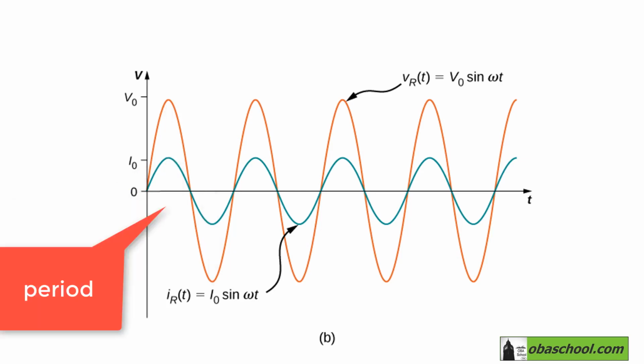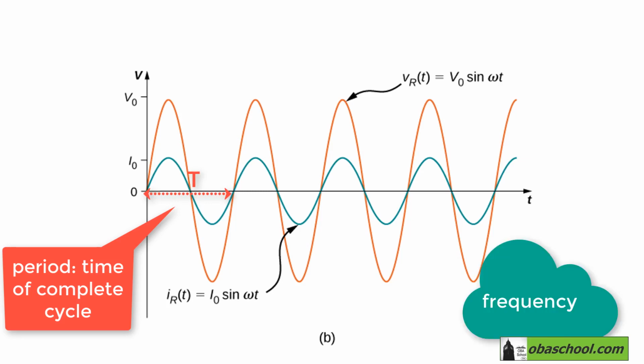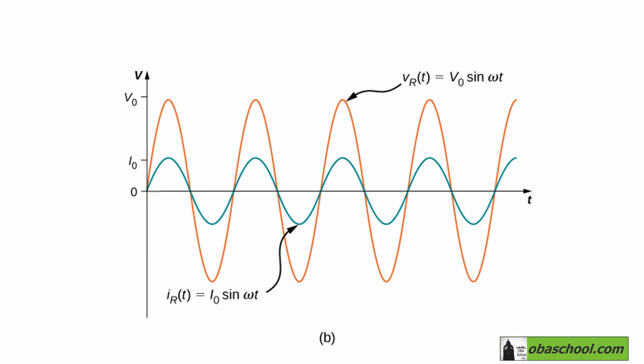What is the period of an alternating potential difference? It is the time of one complete cycle. And what is the frequency? It is the number of cycles per second. Here you can see the peak values V0 and I0.